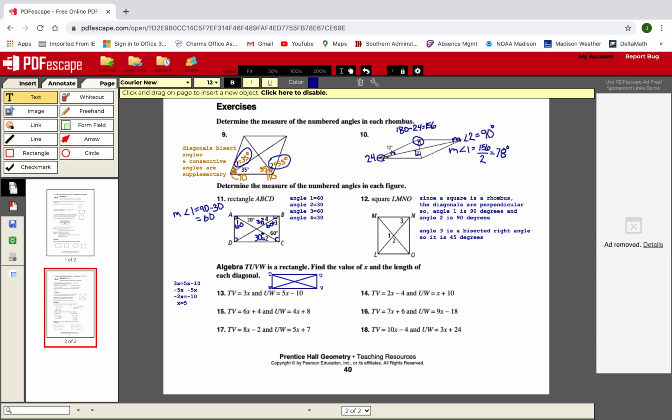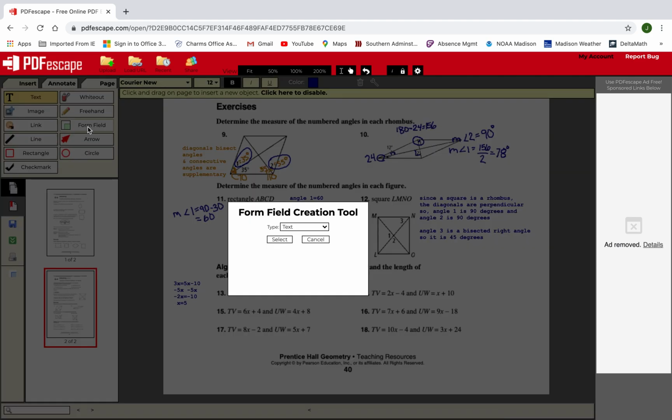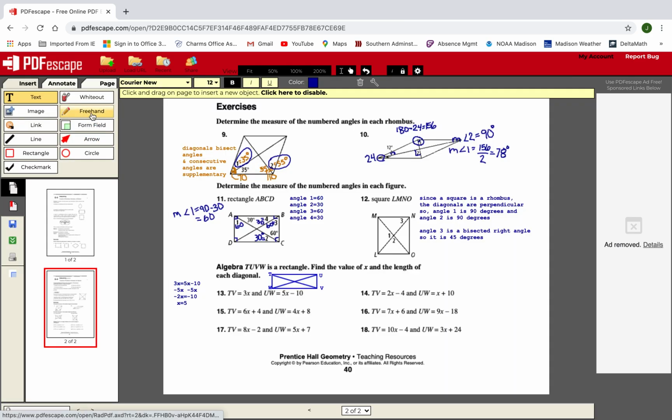Okay, but x doesn't just equal 5. We need to substitute this 5 back in here. The diagonals are congruent, so once we find one, we've got them both. Okay. We know for 13 that x equals 5. So we're going to substitute that back in here, and know that the diagonals are 3 times 5 then, which is, of course, 15. Okay, so the diagonals are 15 units long on number 13.